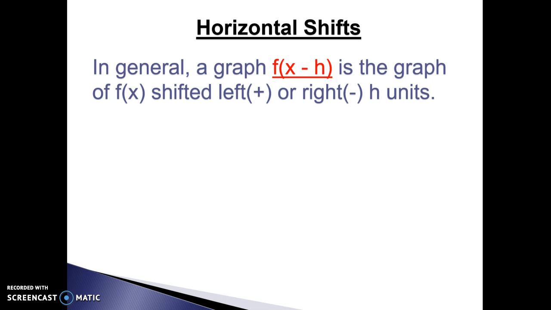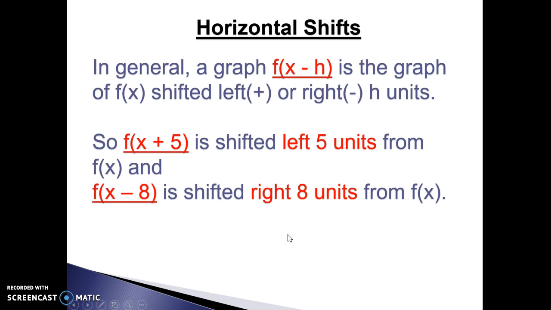I always say that when it's in parentheses, it lies to you. It's the opposite of common sense. If it's minus, it moves to the right. If it's plus, it moves to the left. So if we look at this example, f of x plus 5, because that is a plus, it has been shifted to the left 5 units. And f of x minus 8, because it is a minus, has been shifted 8 units to the right.